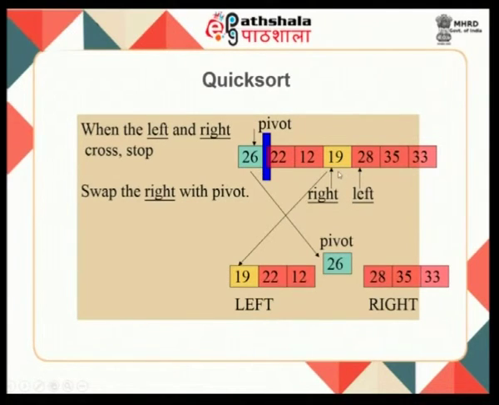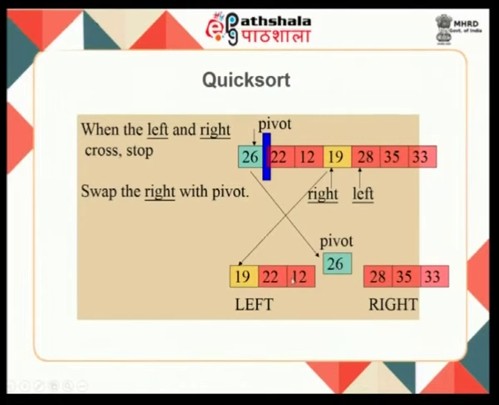Now you can see very well that these two cross each other. Therefore, I am just swapping this 19 with the pivot element. So the resultant becomes something like this. Now you can observe that the pivot element is going to be 26.